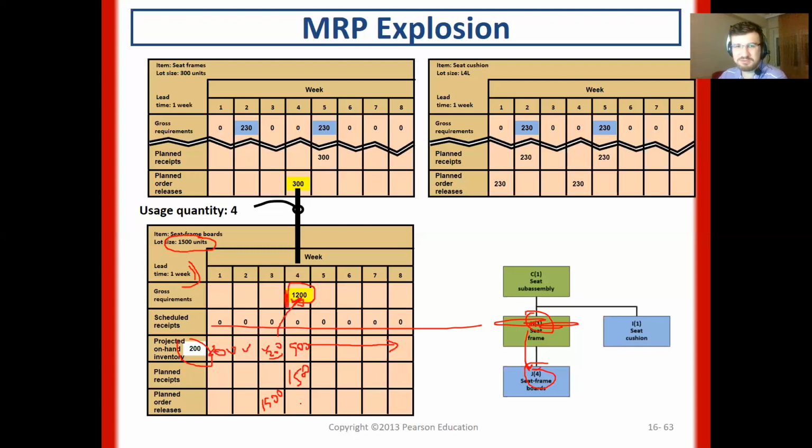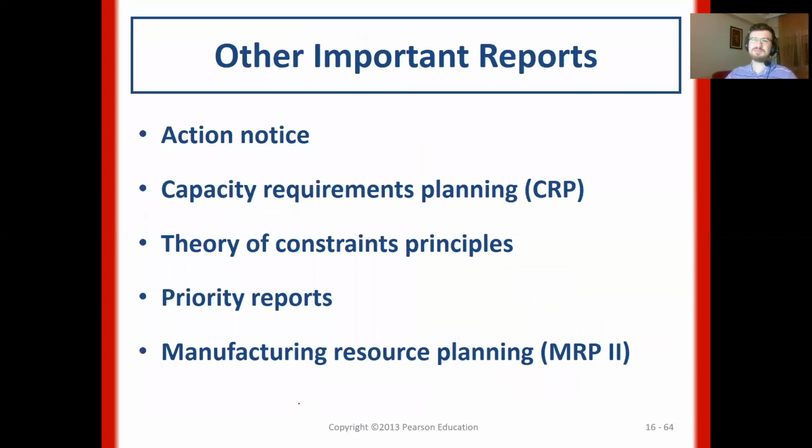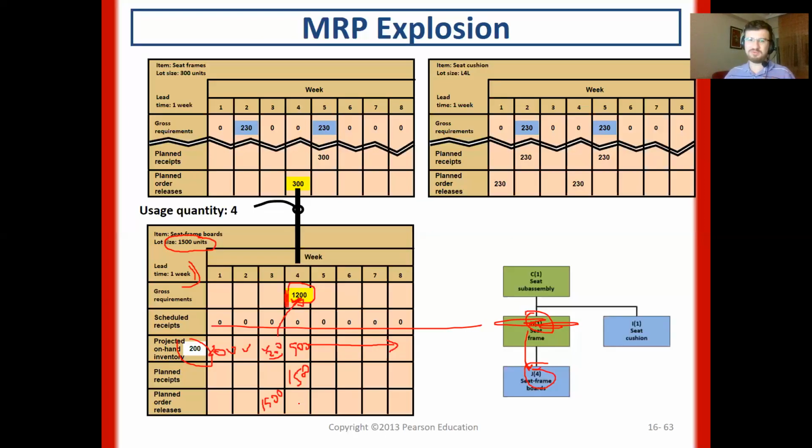This is what MRP explosion is. After we explode MRP, we will get a plan of when each component should be produced, when they should be ordered from supplier, and so on. And as I said before, this is only for one SKU. And when we have different types of bicycles or different types of chairs, especially when there is part commonality, we consider all this information.